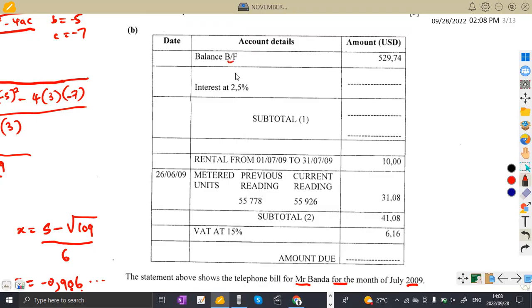Those who are doing accounts will know balance brought forward. This is your balance brought forward, to say you had a certain amount of money that you're supposed to pay in a previous month. You couldn't manage to pay that money, so it is going to be the balance brought forward, which is the amount in US dollars, 529.74. Then you've got interest, something like that. So this is your table, and you can just take from there.